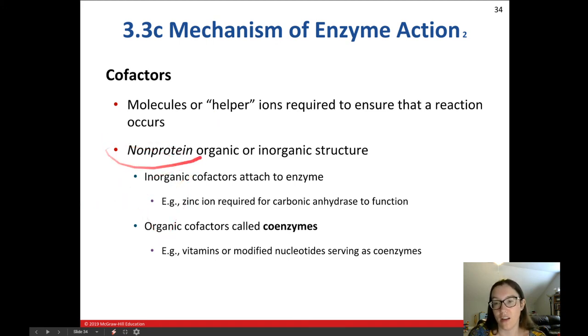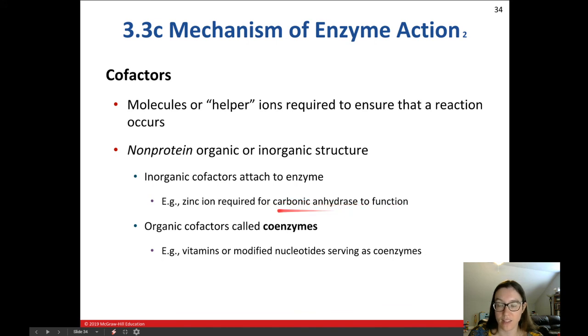So if we have, these are not proteins usually, but they can be either organic or inorganic in structure. An inorganic cofactor is like a mineral, like a zinc ion. These minerals are going to attach to the enzyme to help it work. Each enzyme is going to need different types of these cofactors. An example is that a zinc ion is required for carbonic anhydrase to function.